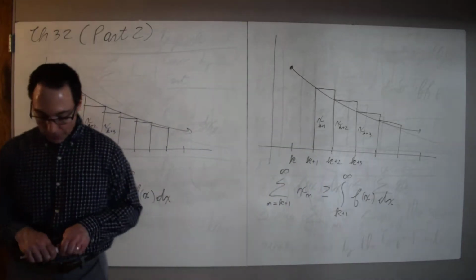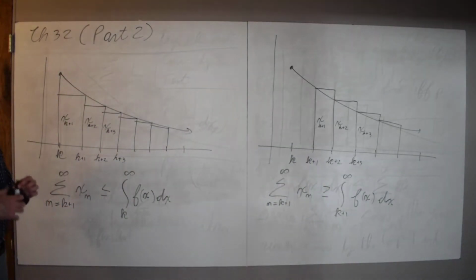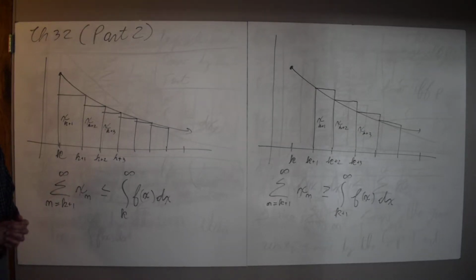And the remainder estimate for the integral test is based on the same principle as the proof of the integral test. So here we're just going to pick some number k, and we're going to look at our series from n equal k plus 1 to infinity of x_n. So we're not going to worry about the first k terms. We're just going to look at from k plus 1 on.